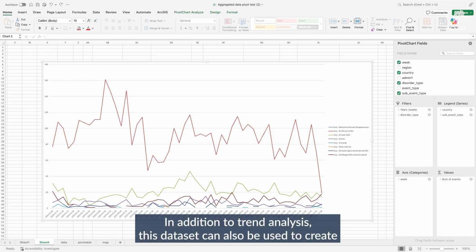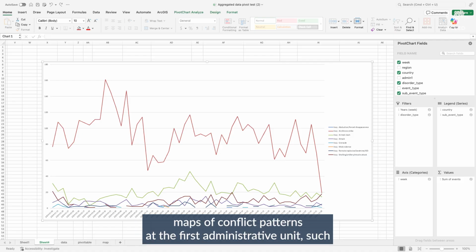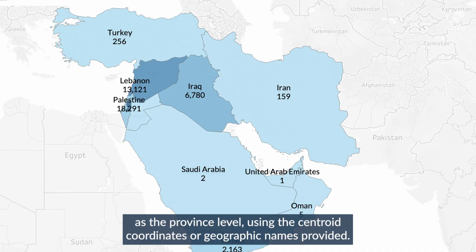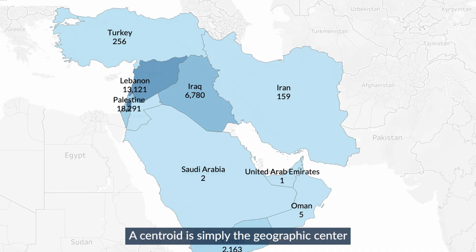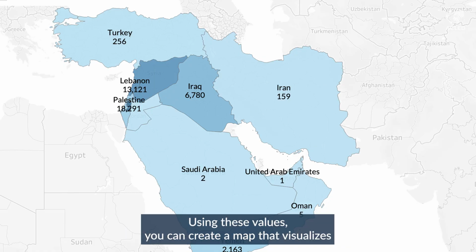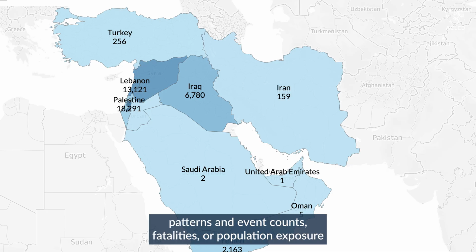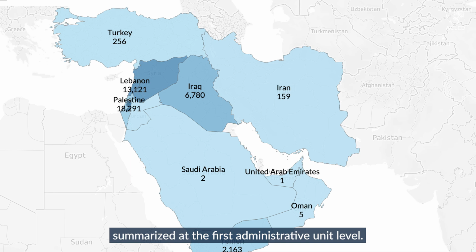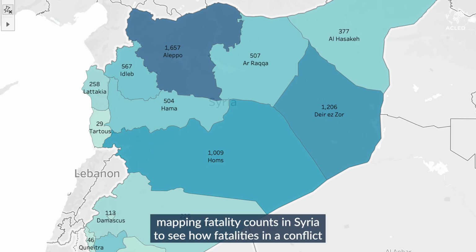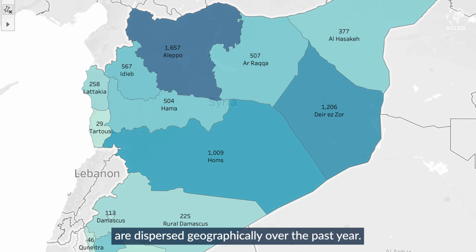In addition to trend analysis, this dataset can also be used to create maps of conflict patterns at the first administrative unit, such as the province level, using the centroid coordinates or geographic names provided. A centroid is simply the geographic center point of a province or state. Using these values, you can create a map that visualizes patterns in event counts, fatalities, or population exposure summarized at the first administrative unit level. You can then create maps such as this example, mapping fatality counts in Syria, to see how fatalities in a conflict are dispersed geographically over the past year.